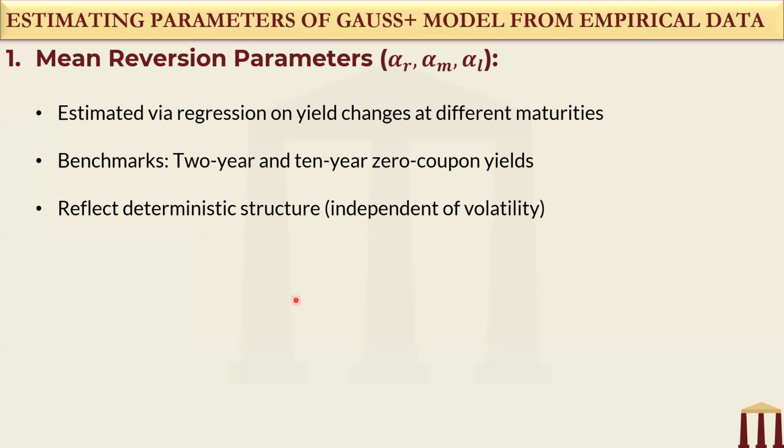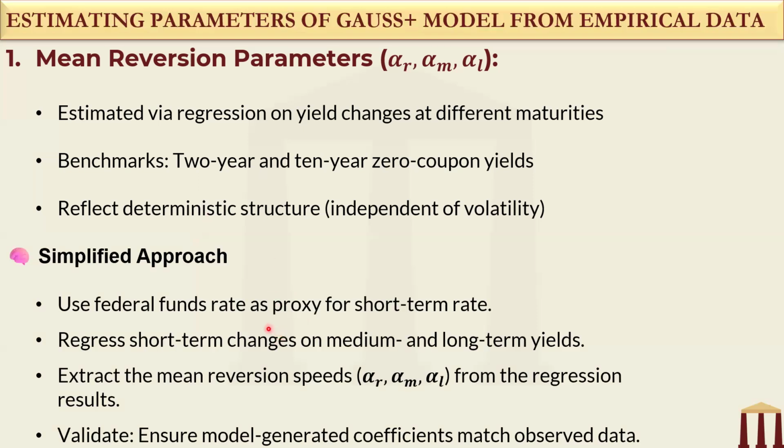So practically, if you want to see a simplified approach, there are four straightforward steps. First, you will choose a proxy for the short-term rates. Usually, it is the federal funds target rate. Then you will regress the changes in that short-term rate on the 2 year and 10-year yields.